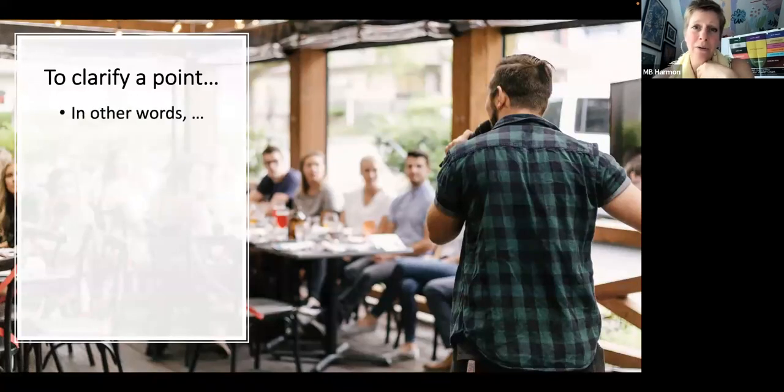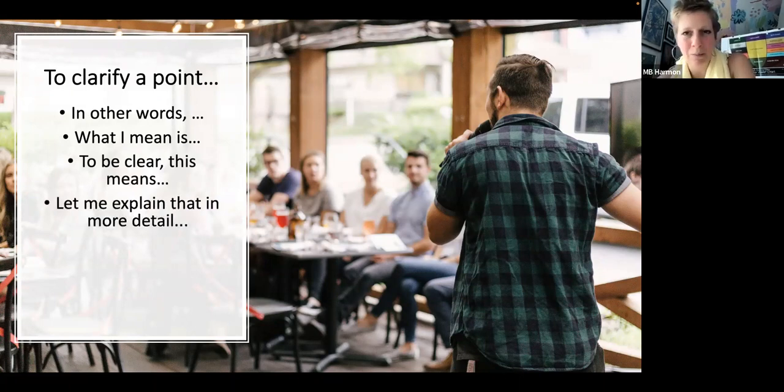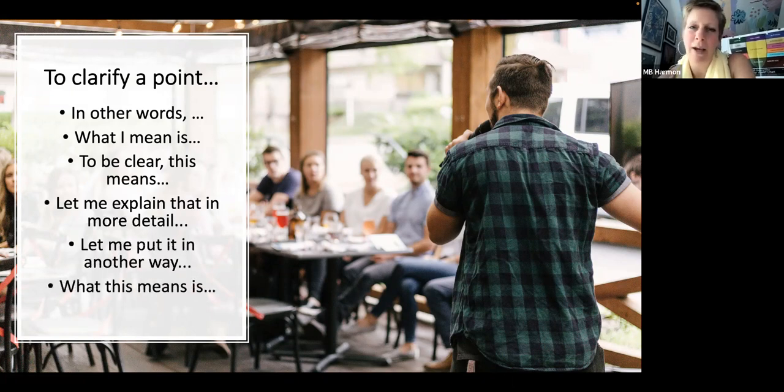All right. So I also thought I might include some information about how to clarify a point. What you're doing is simply giving more information to be really clear about whatever point you're making. Okay? So you can say something like, in other words, what I mean is, to be clear, this means whatever. Let me explain in more detail. Let me put it another way. These are just ways to clarify or to say an idea again. And it also sometimes acts as a way to highlight this point in more detail.